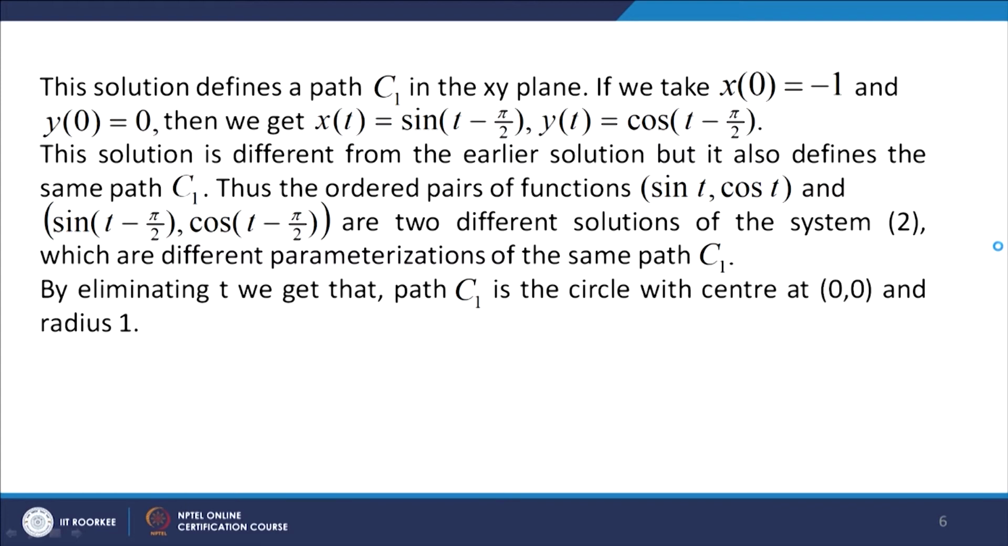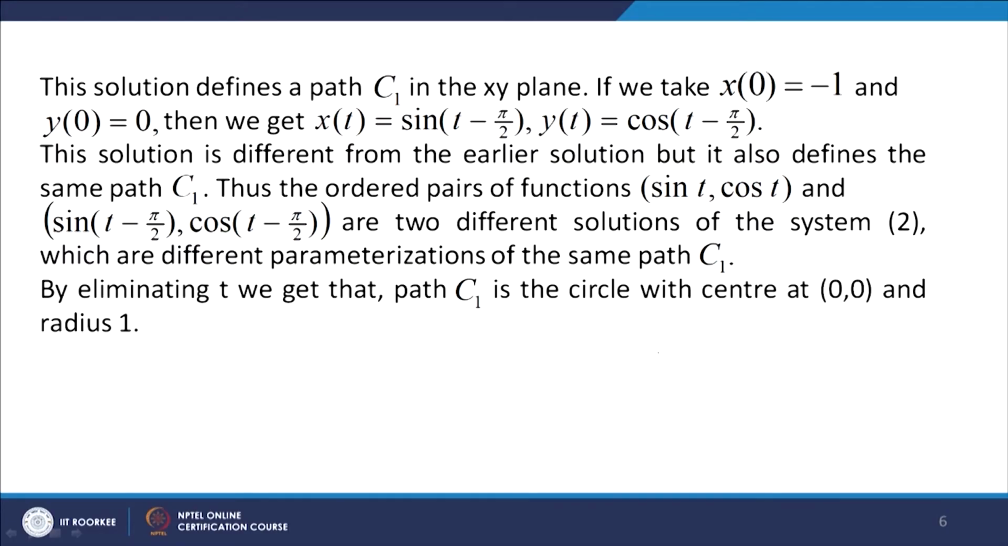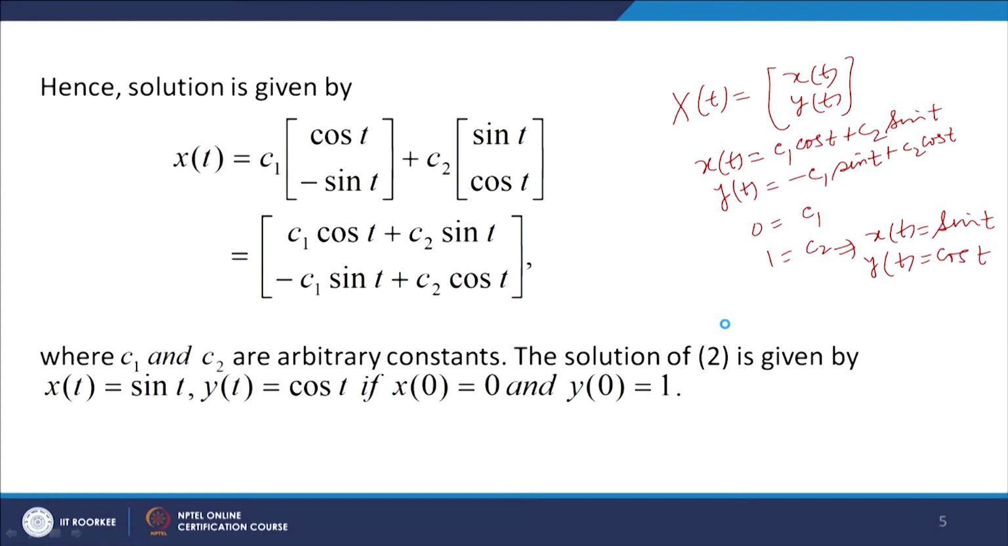If we take x(0) equal to -1, so we have x(t) = sin t, y(t) = cos t. Oh no, we have x(t) = C1 cos t + C2 sin t.